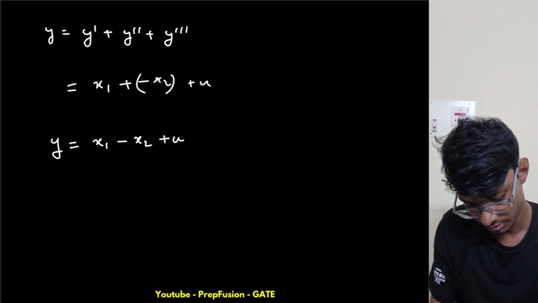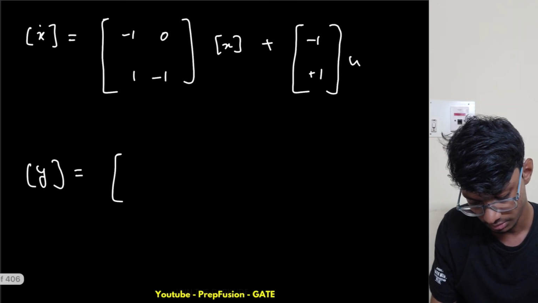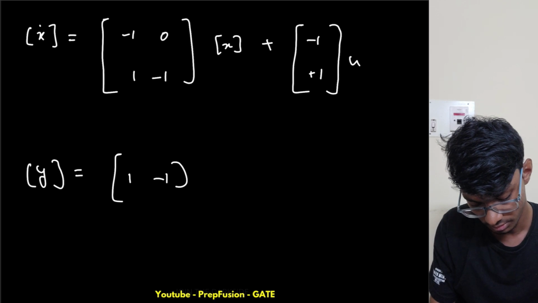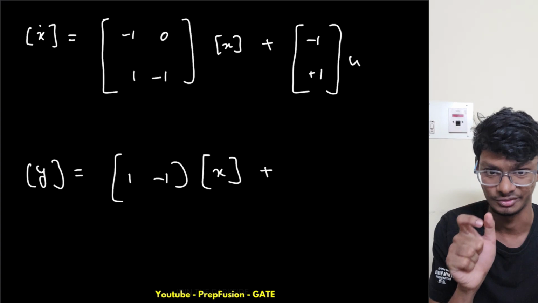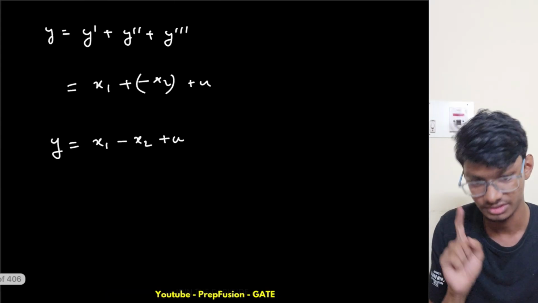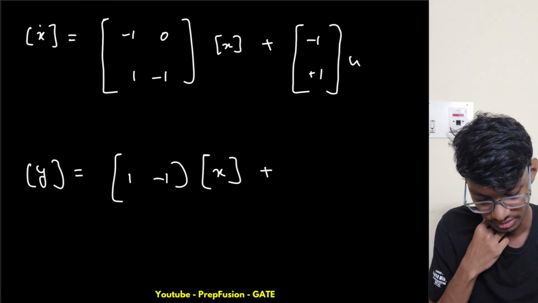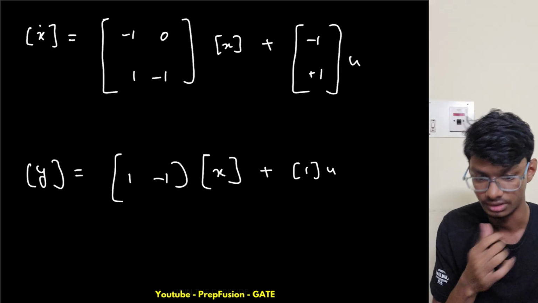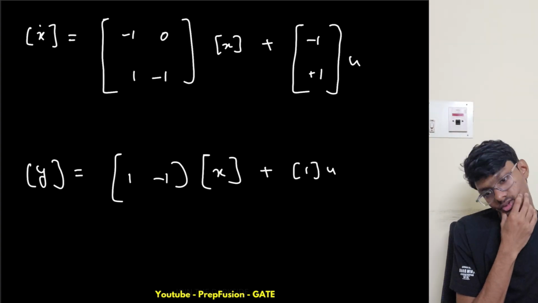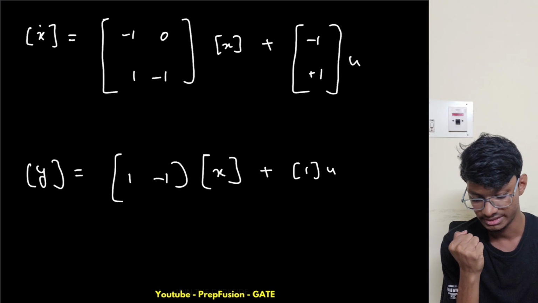Output equation is this one, right? So this is 1 minus 1 times x, and we have U also. This time the D matrix isn't 0, it is 1 only, right? So it is only 1 times U. So what option is matching here?